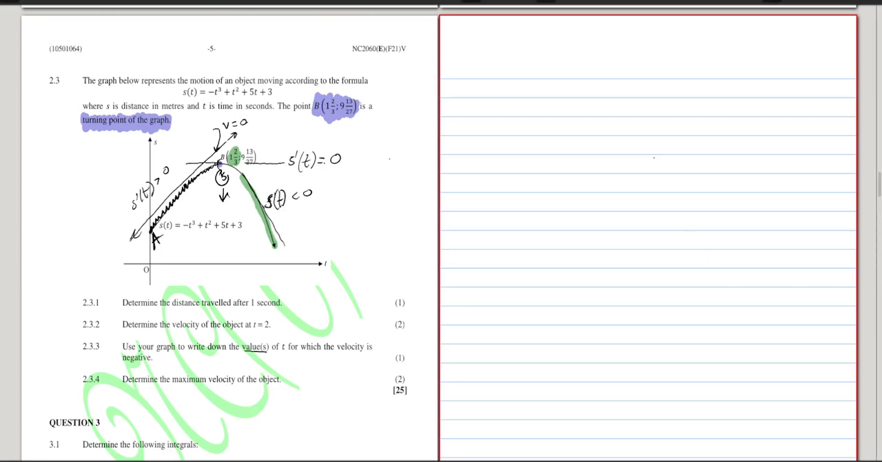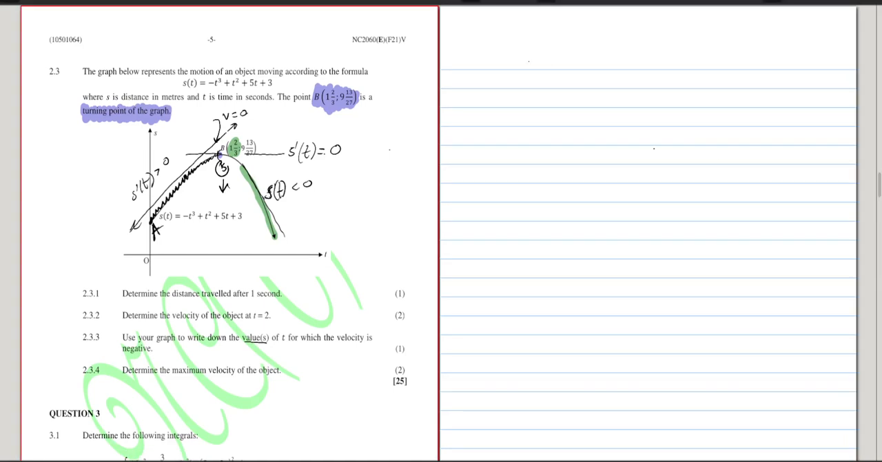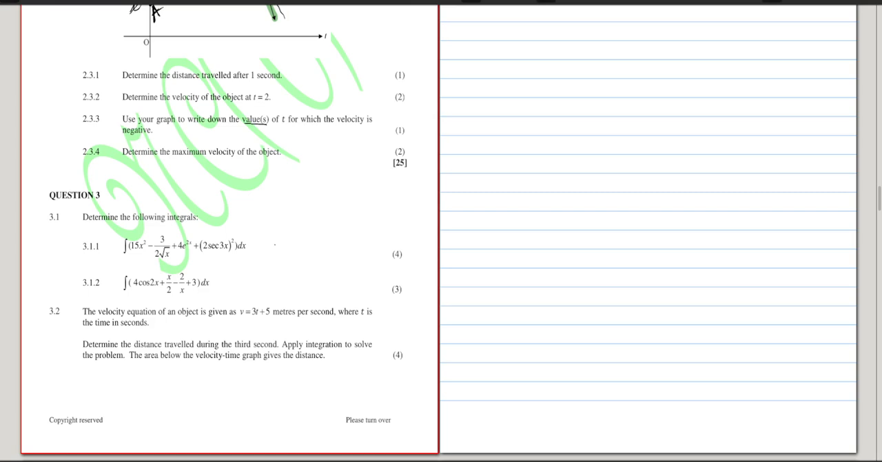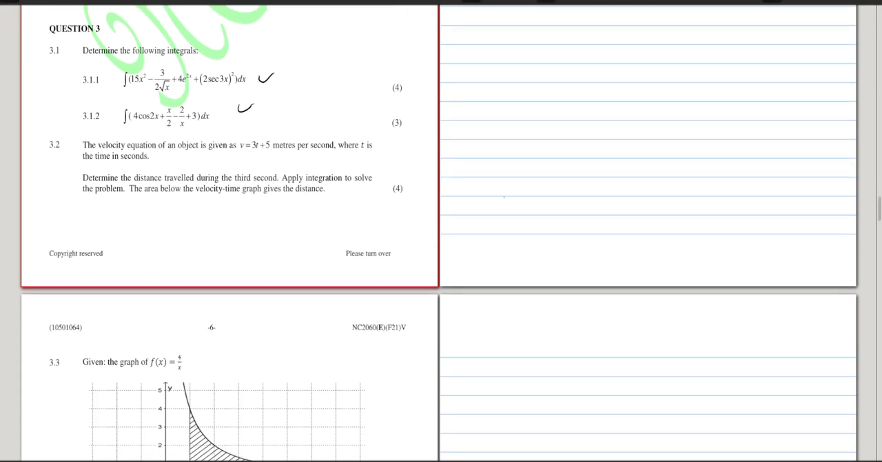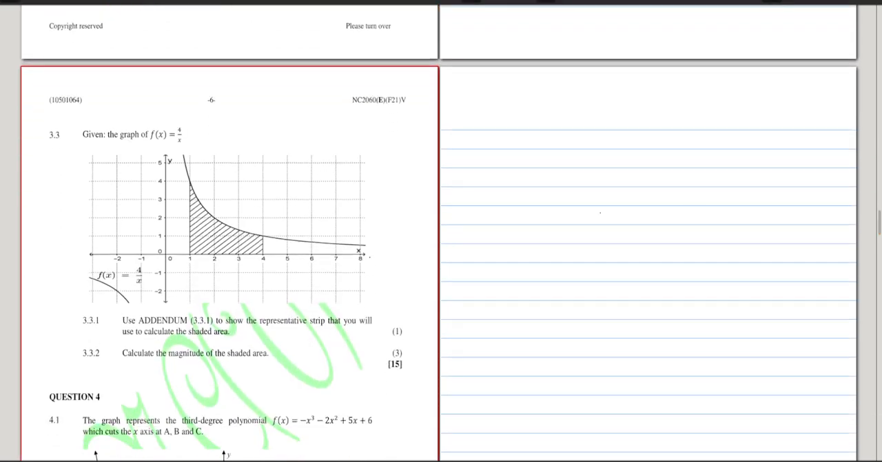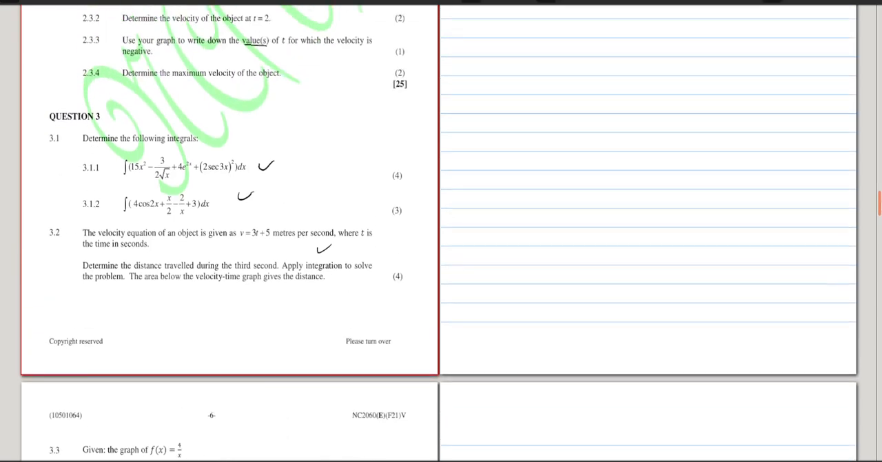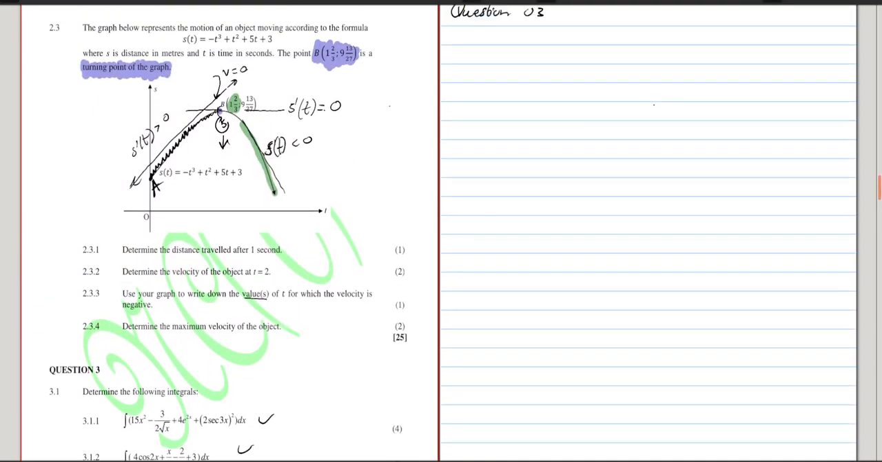Okay, now let's start with question 3. Now question 3 is all about integration. So we see a set of indefinite integrals. We're going to do them, and we have another special kind of integral, and an area under a curve.